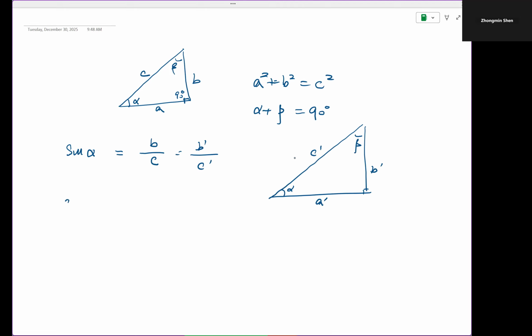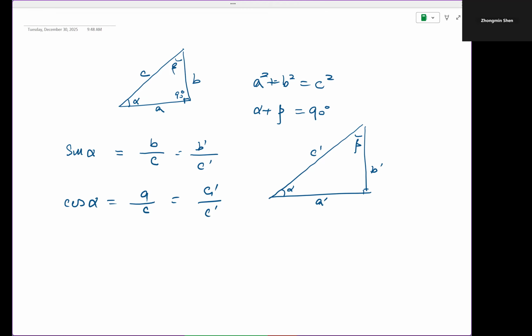All right, so cosine alpha will be A over C, okay? Even for another triangle, with A prime, B prime, C prime, you can show that this ratio is the same. Now, after you introduce these notations for sine alpha and cosine alpha, what can we get from there? You can discover lots of things.